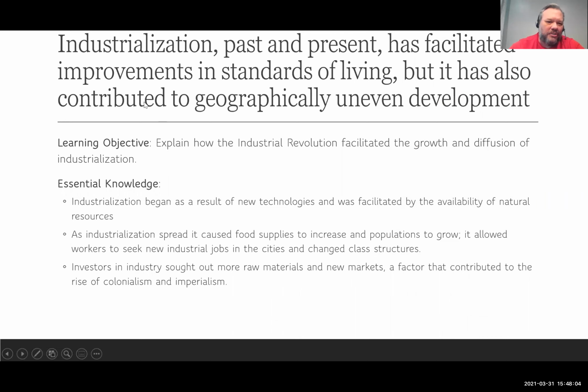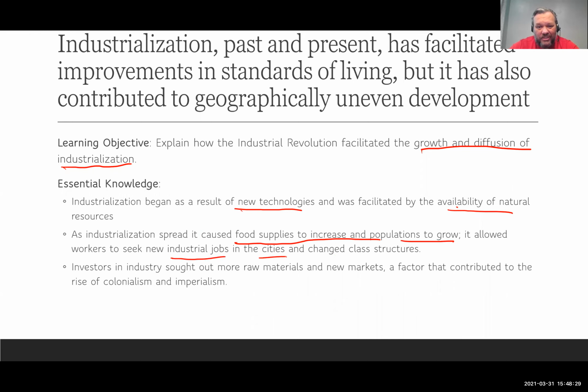Okay, so here's what we want to be able to do at the end of this: explain how the Industrial Revolution facilitated the growth and diffusion of industrialization. So, how did this grow, and then how did it spread? Definitely a result of new technologies, in part because of the availability of natural resources. It spread and caused food supplies to increase, population growth, and an increased number of industrial jobs in the cities. So we get some urbanization there.